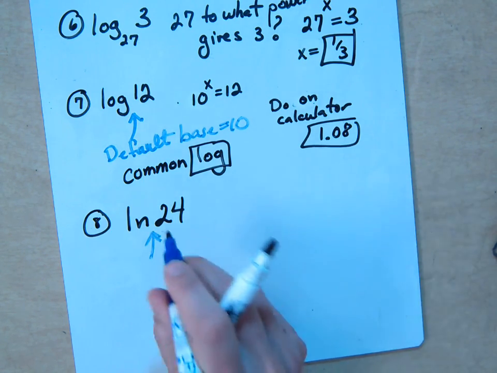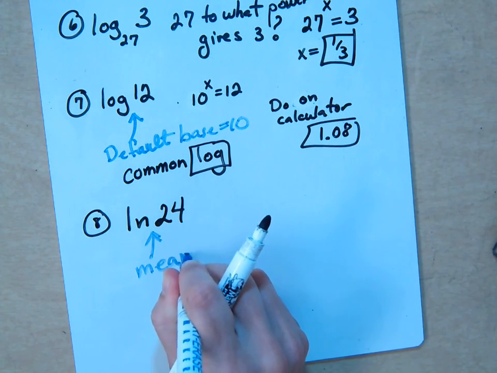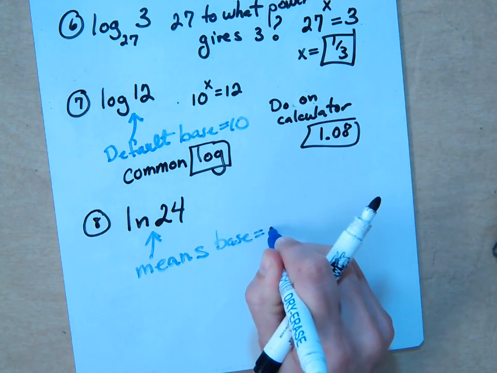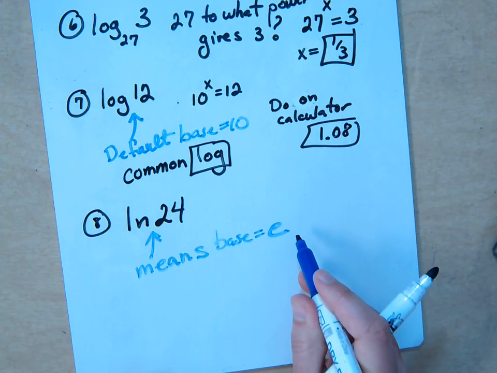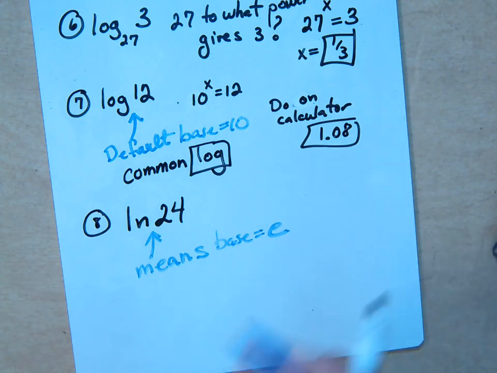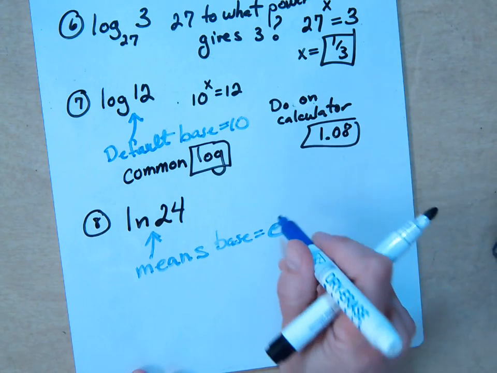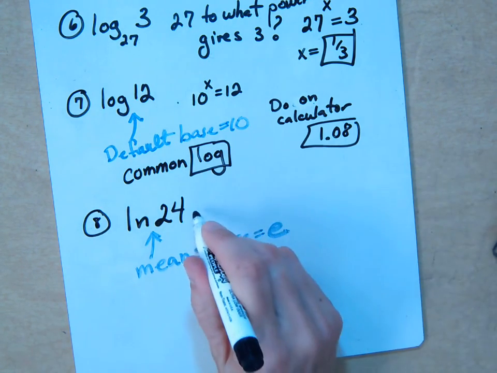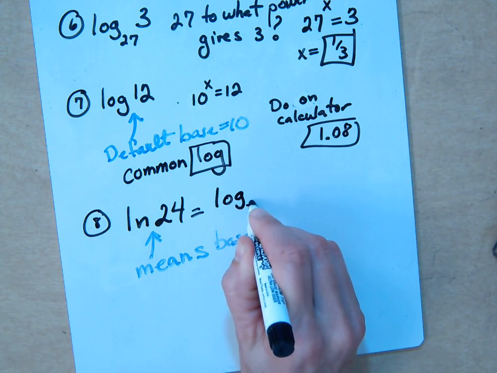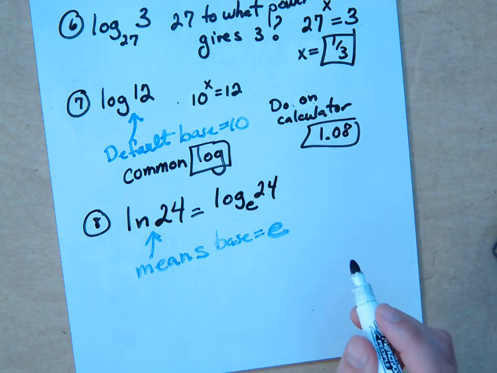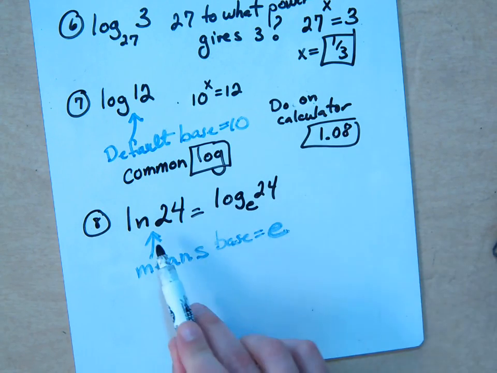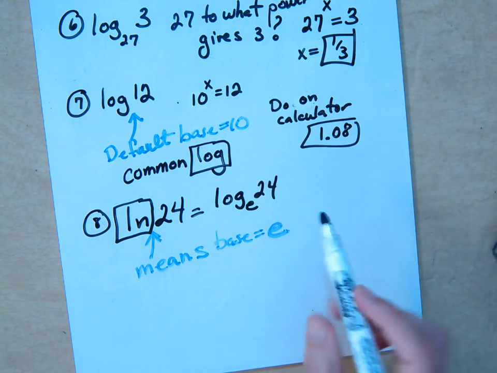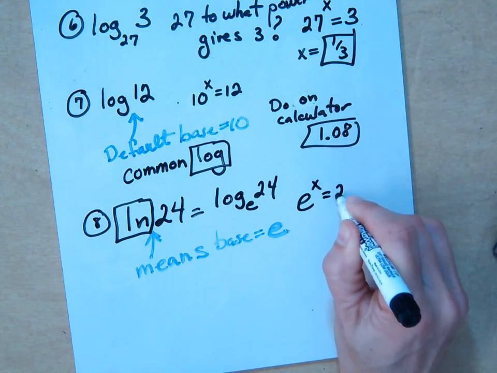Okay, the natural log. This means base equals e. Remember how we did all the exponential expressions with the number e? This means that the base is e. So you can translate this like this: it's log base e of 24. Okay? And there is a button on your calculator, and it looks like this, surprisingly, ln, that will do this, and it says e to the what power equals 24.